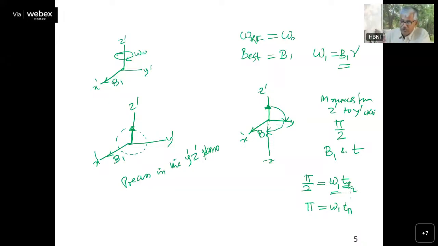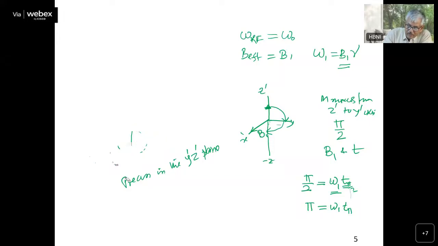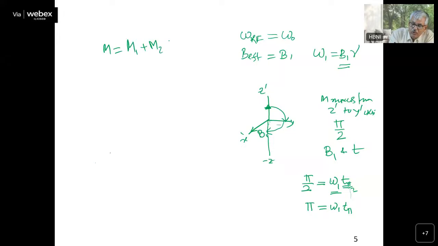Now let us see in continuous wave NMR how we get the resonant condition and how we detect the signal. So in CWNMR, what you have seen, the magnetization M will be M1 plus M2 plus M3 plus, so there are many nuclei.